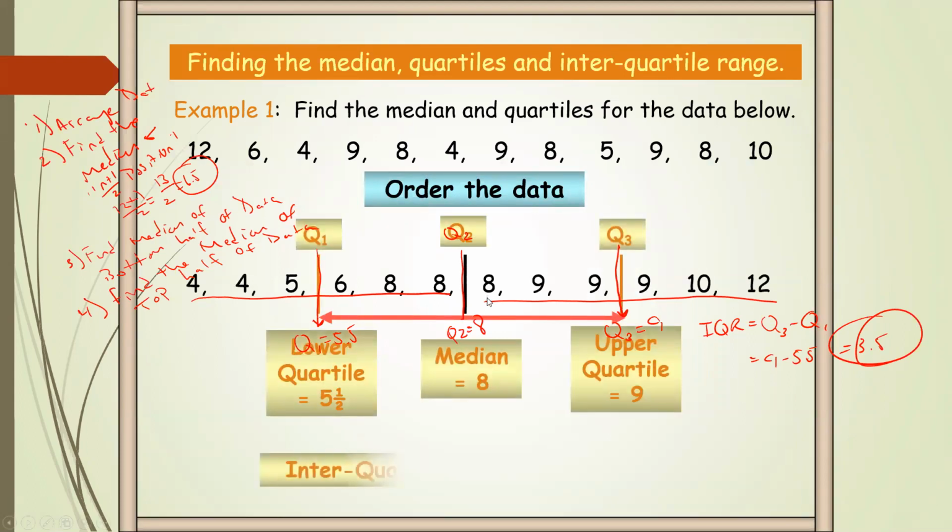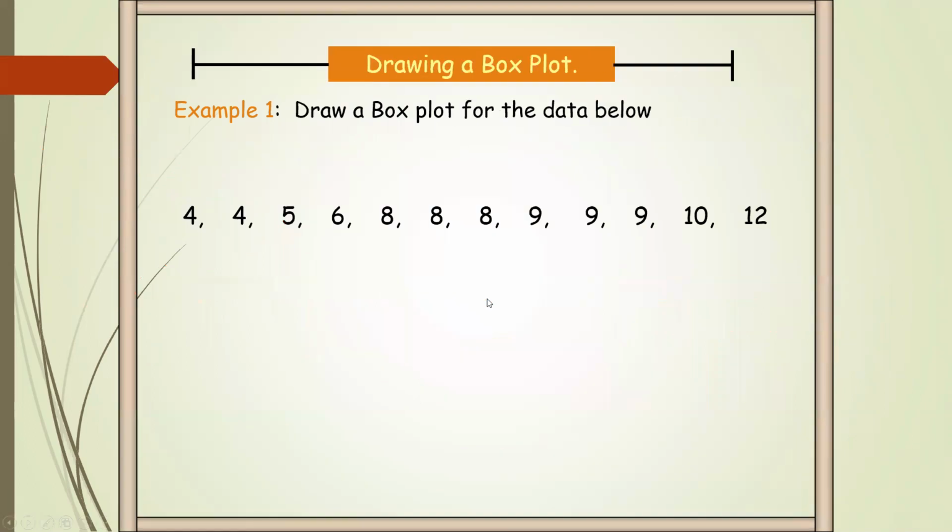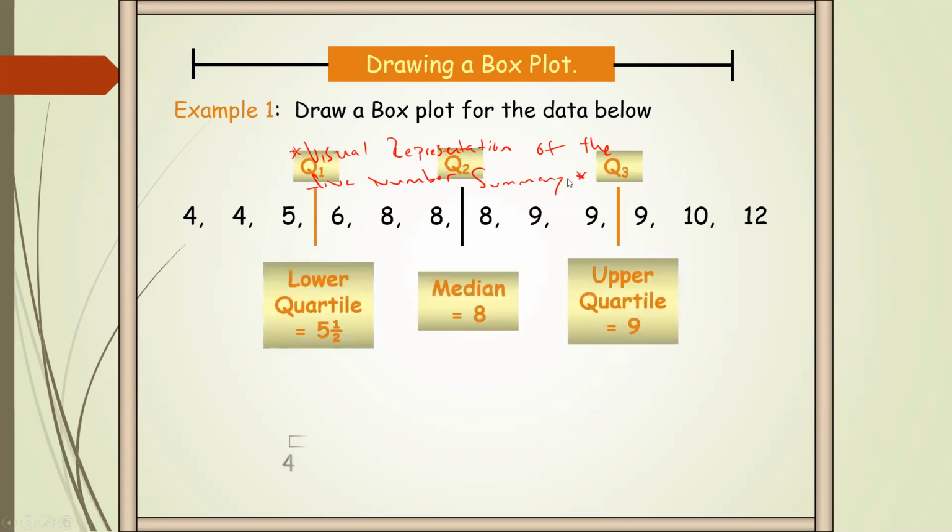All right, so let's now take this data and draw the box plot for it. So this is going to be the visual representation of the 5-number summary. So the first thing you're going to do is you're going to put up a number line here like this. All right, so I'm going to do this one by hand so you can see how to do it.